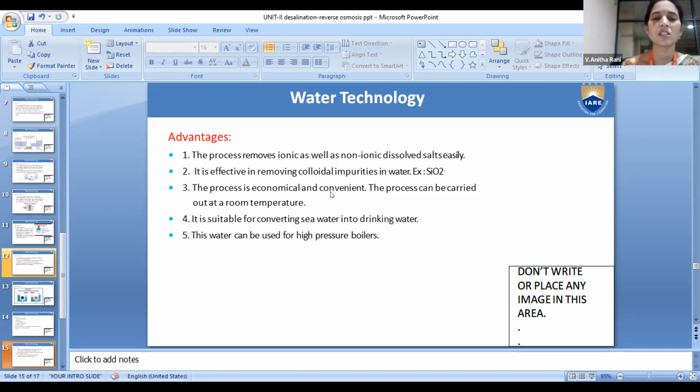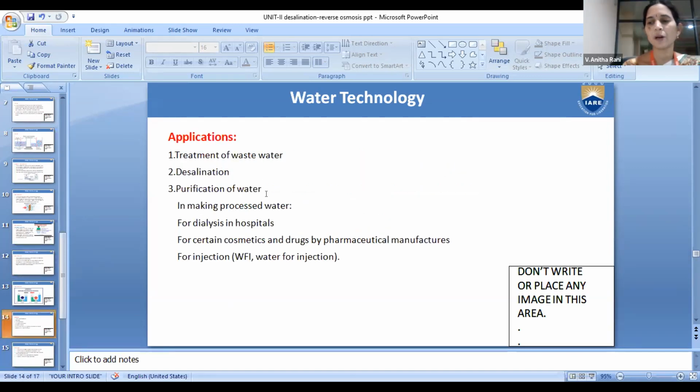This process is economical and also convenient. This process is very convenient. We can do it very easily. And next, it can remove colloidal impurities also. And the water we can drink. This pure water which we are getting, we can drink. And where is this water used? This water we can use in high pressure boilers. I will give you some applications.